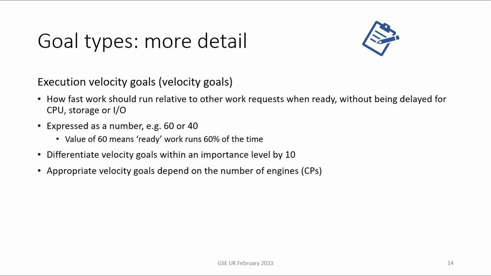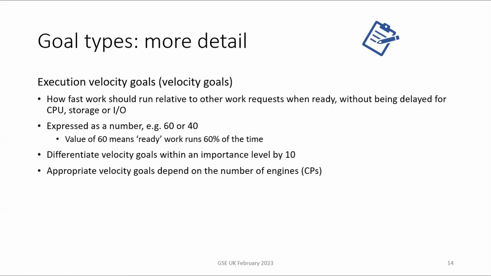It's best to differentiate velocity goals within an importance level, and we'll talk about what that means a little bit later, by 10. In other words, if I have a set of work in importance 1, and I want to distinguish between 2 different service classes in importance 1, I don't make one velocity 60 and the other one velocity 59. Right, that's not enough granularity for WLM to be able to manage. So we like to separate them by 10.